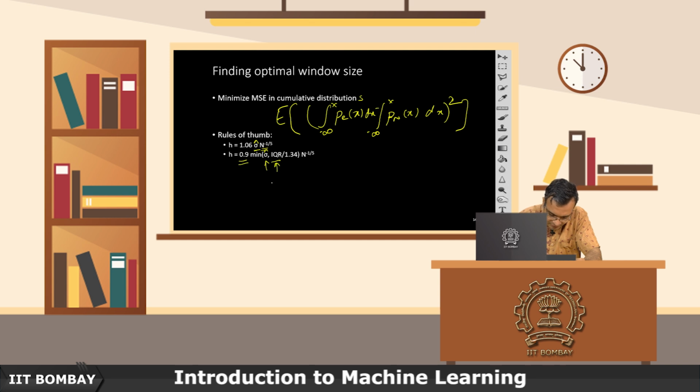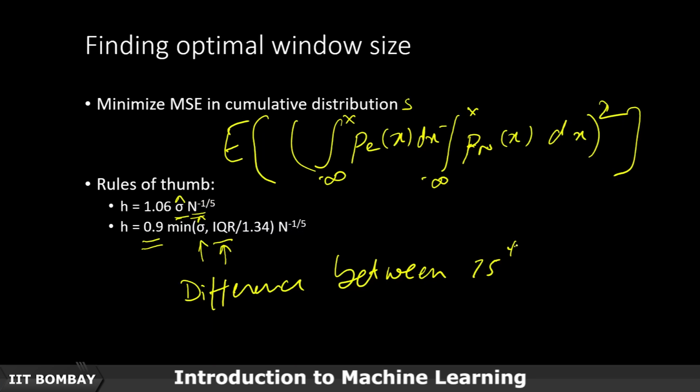So this is the difference between the 75th and 25th percentile of the data. This is all for one dimensional functions. So we take that interquartile range, divide it by 1.34, take the minimum of the two, and then we use that.